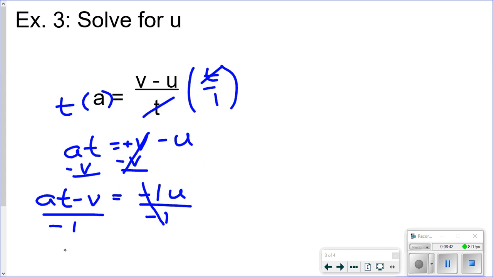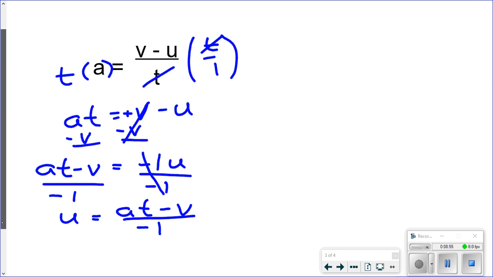So now I'm going to flip this around, okay? U equals A times (T minus V) divided by negative 1. This is probably the hardest one we're going to do today, okay?